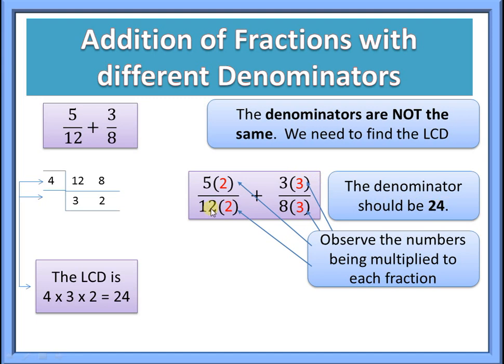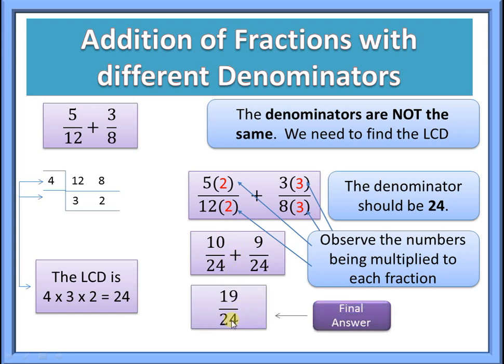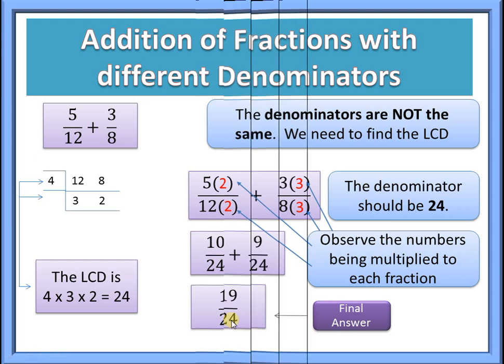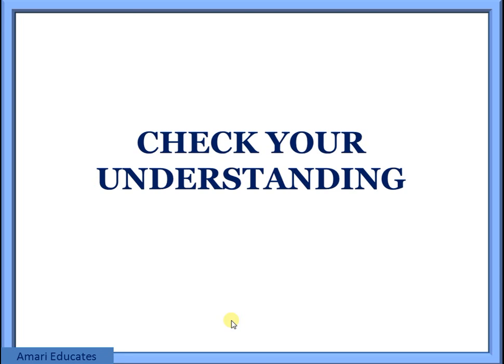So 24 divided by 12 is 2. You also multiply 2 there. 24 divided by 8 is 3. You also multiply 3 there. So our new expression will be 5 times 2 is 10, and 12 times 2 is 24, plus 3 times 3 is 9, and 8 times 3 is 24. Denominators are the same, so let's focus now on the numerator. So 10 plus 9 will give us 19 all over the denominator, which is 24. Okay?